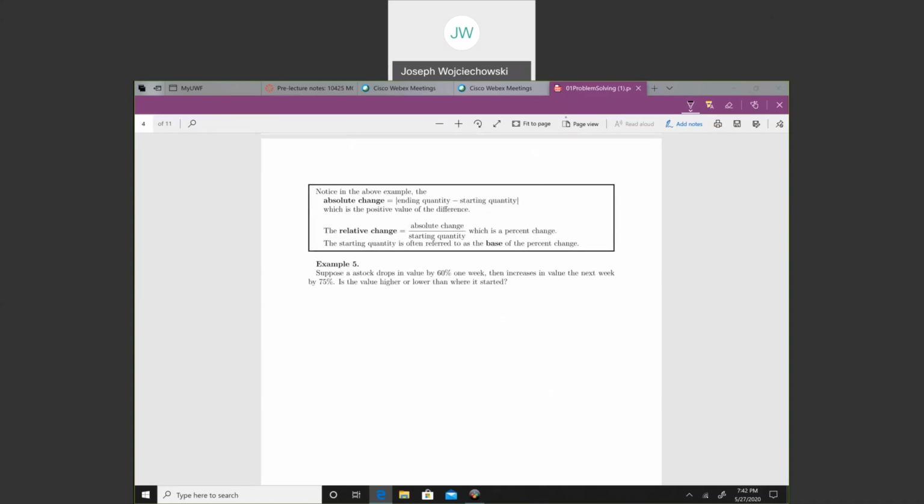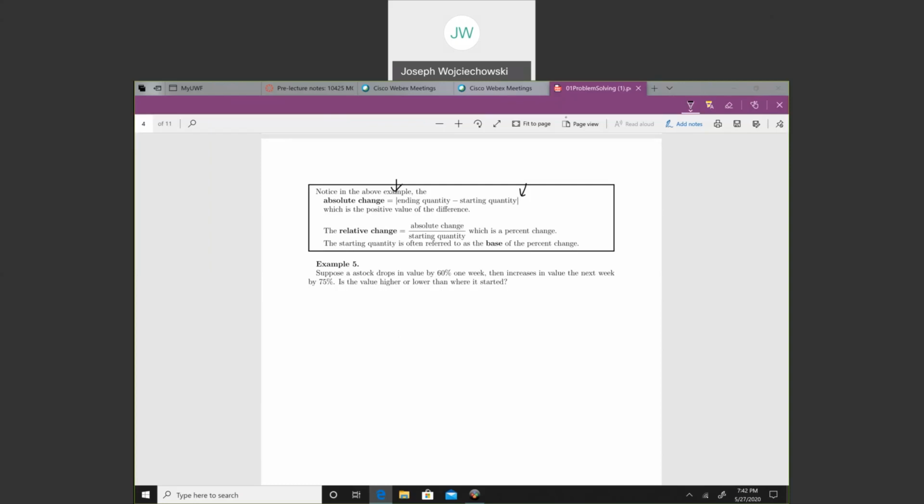Okay, the next concept we come up to is something called absolute change. Absolute change is the absolute value of the ending quantity minus the starting quantity. Now, what the absolute value does is whatever you calculate within those signs, if you're not familiar with it, you just make it positive. And then the relative change is the absolute change divided by the starting quantity. So let's take a look at our example here.